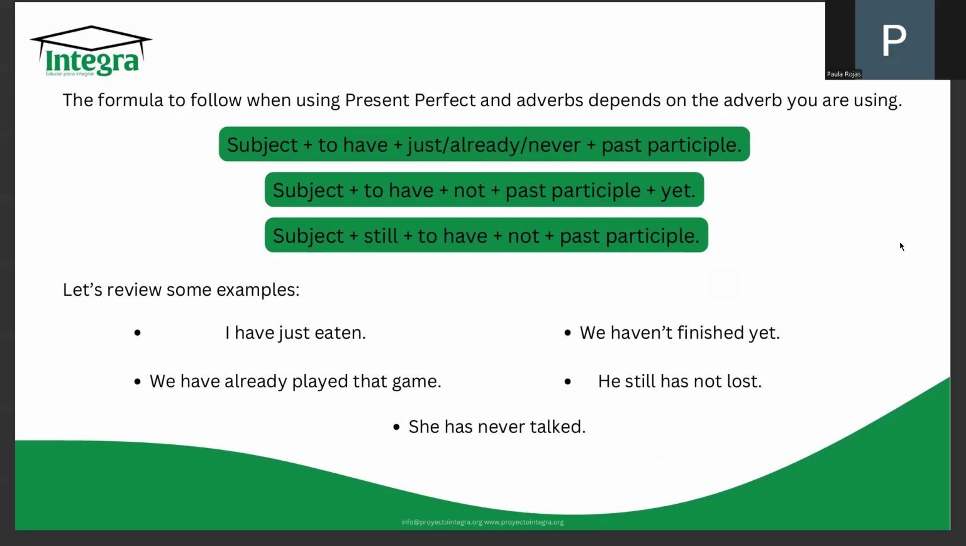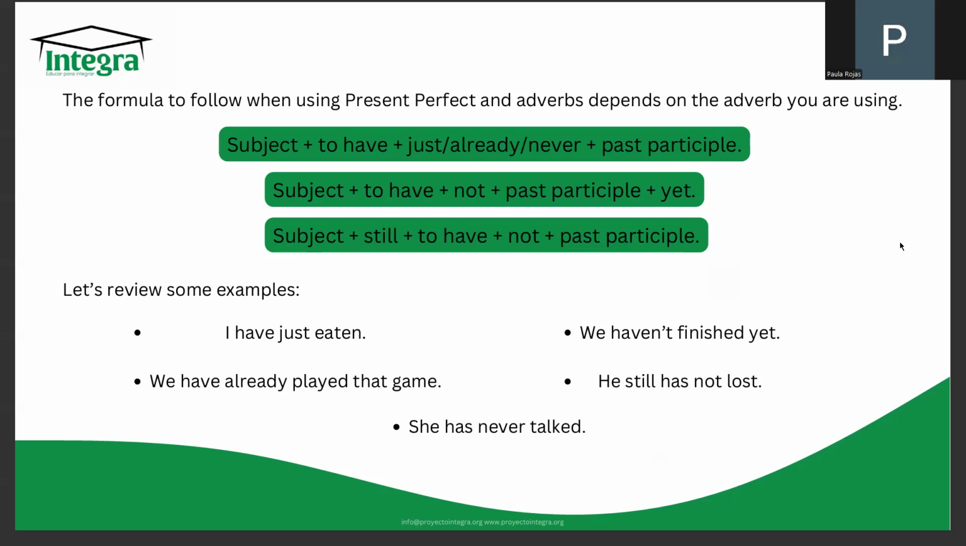The next type that we have is subject, to have, the word not, the past participle, and the word yet. It's important to say that yet is used in sentences in negative, right? So that's why we have to add the word not. And we add the adverb, in this case yet, at the very end of the sentence. And then lastly, we have subject, still, to have, not, past participle. This one also we usually use in negative. That's why we add the word not. Let's see some examples so that this is a lot more clear.